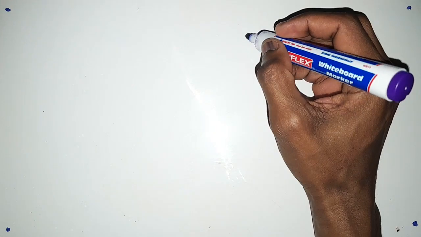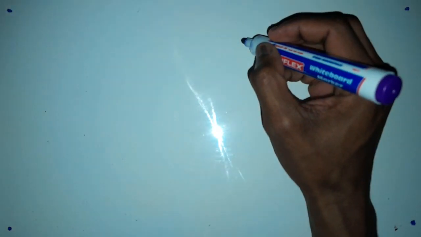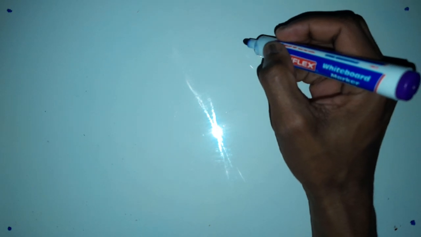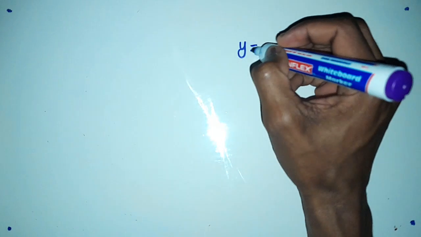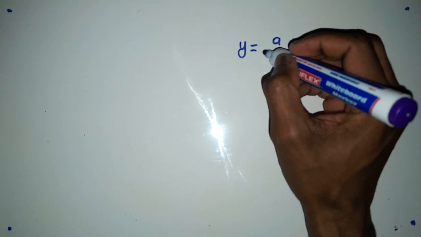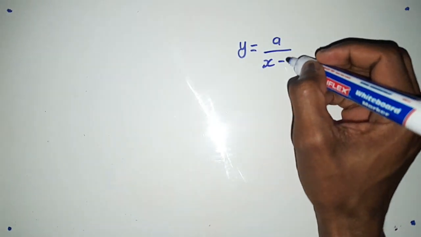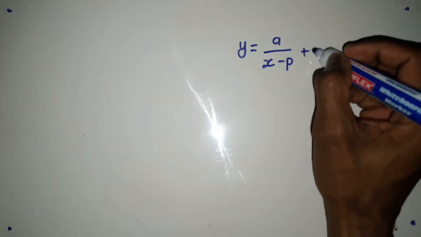Today I'm going to show you how to sketch the hyperbola graph. By now I think you know that the general formula of the hyperbola is given by y equals a over (x minus p) plus q.